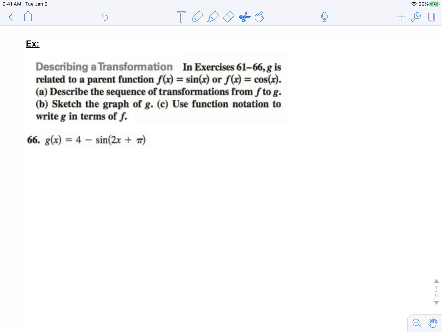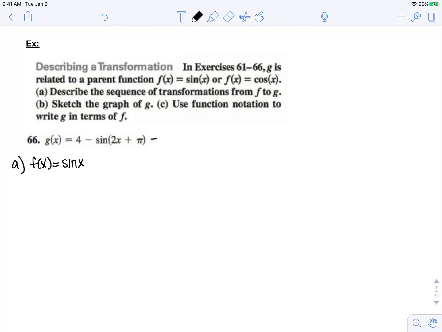So now we're adding a little bit more to it. We want to relate it to our parent function. And in part A, first, we need to describe the sequence of transformations. So first, we have to identify that our parent function is sine x.